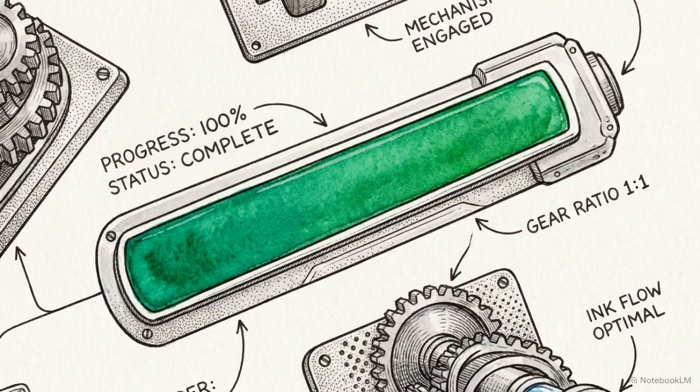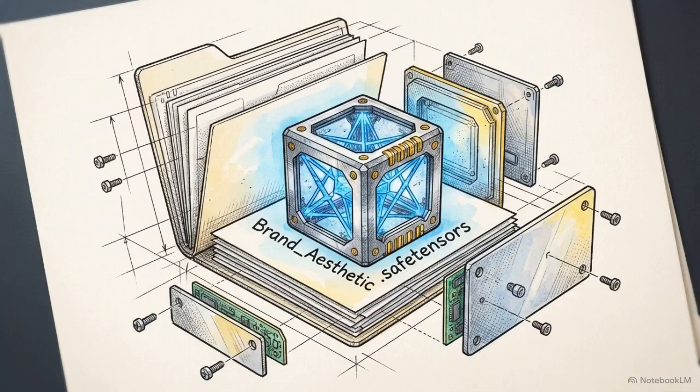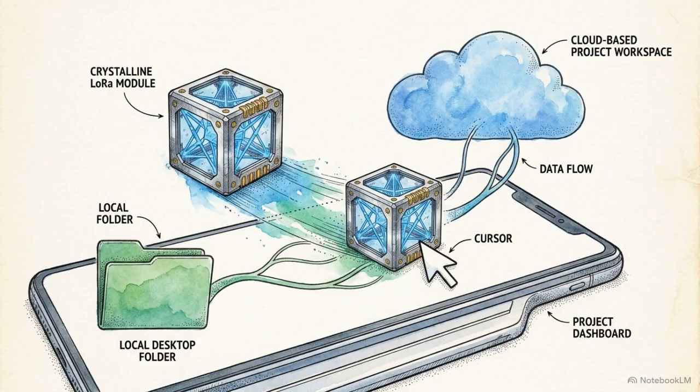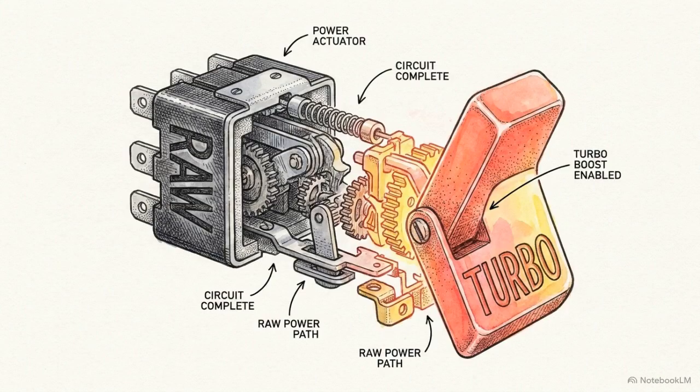Looking at the training interface, once the progress bar hits 100%, the system successfully exports a local safe-tensors file containing your custom low-rank adaptation, or LoRA. This process converts those specific aesthetic patterns into a portable safe-tensors file that you can apply to any future generation. Now we move to production.